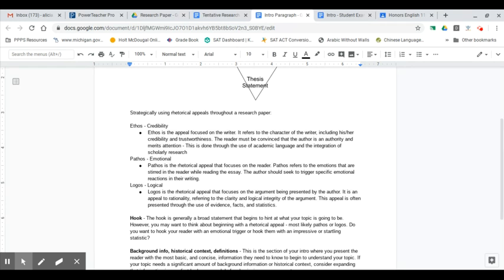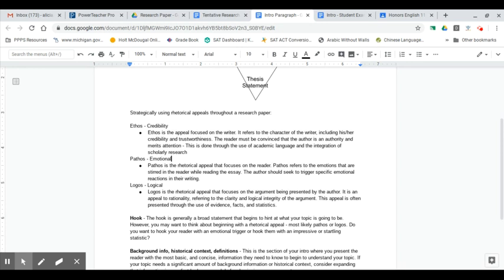The second one is pathos. So this is the emotional appeal. You're going to have a lot less pathos in a research paper, but it's important to talk about it, especially when considering how to make your intro. So pathos is the rhetorical appeal that focuses on the reader. Pathos refers to the emotions that are stirred in the reader while reading the essay. And the author should seek to trigger specific emotional reactions in their writing.